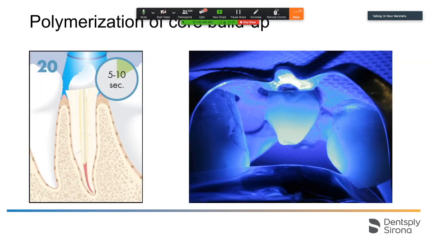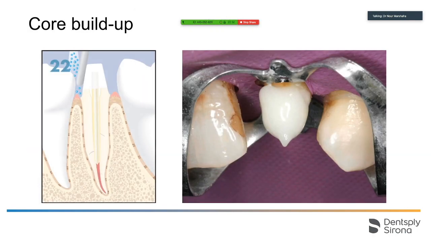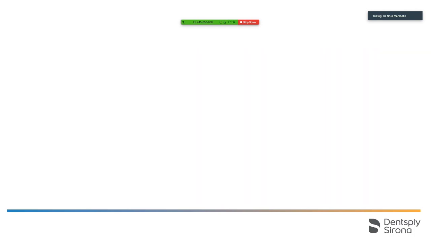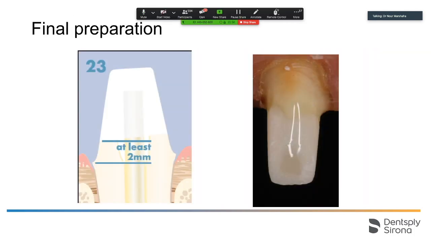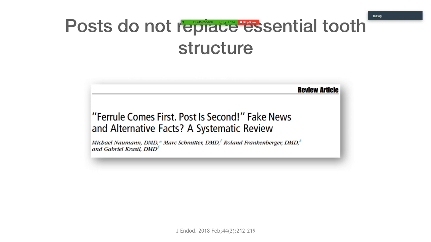Then core build-up, polymerization of the core build-up, 5 to 10 seconds. Okay, then you can finish your preparation. Don't forget the ferrule effect of at least 2 millimeters. There is a review article, "Ferrule Comes First." I want you to go and read about it.